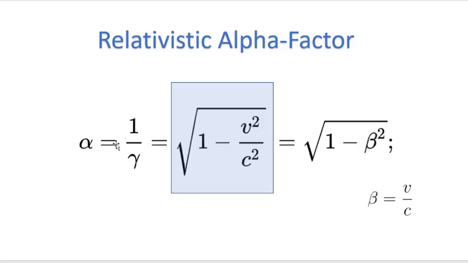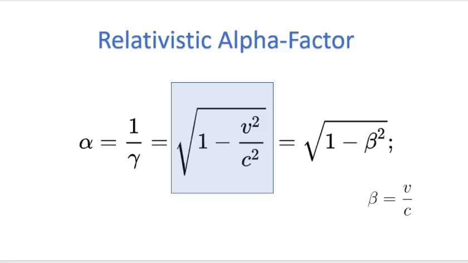Now historically the term gamma has been used. Gamma is 1 over alpha, alpha is 1 over gamma. I know this is really confusing, but in the frequency domain it's actually much easier if we talk about the alpha factor, which is this factor right here. And the velocity here, this v, is the velocity of the thing which is moving, and c is the speed of light.